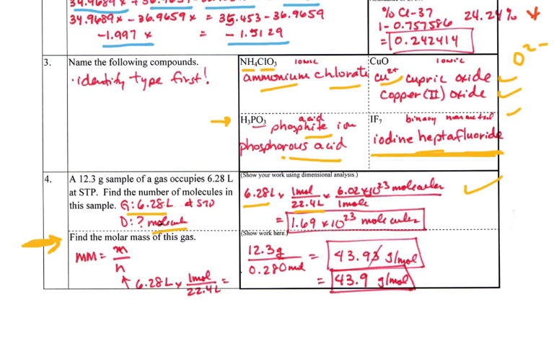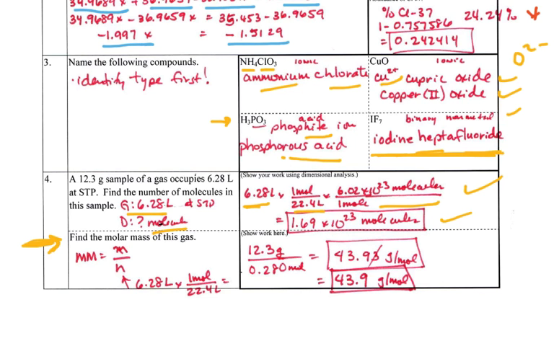And then I can go from moles to molecules, 6.02 times 10 to the 23 molecules. So now I get out my calculator: 6.28 times 6.02 times 10 to the 23 divided by 22.4. What I actually did was 6.28 times 6.02 divided by 22.4. That came out to 1.69 times 10 to the 23. So I just ignored the times 10 to the 23 and saw my answer is going to be 1.69 times 10 to the 23 molecules.